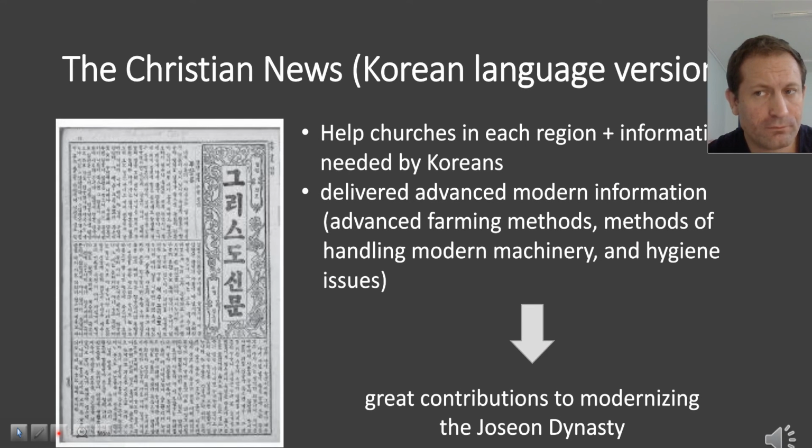In 1897, Underwood also launched the Korean language version of a newspaper, The Christian News. The Christian News was intended to help churches in each region, but it also contained information needed by Koreans. The Christian News, which delivered advanced modern information such as advanced farming methods, methods of handling, modern machinery, and hygiene issues, made great contributions to modernizing the Joseon dynasty.